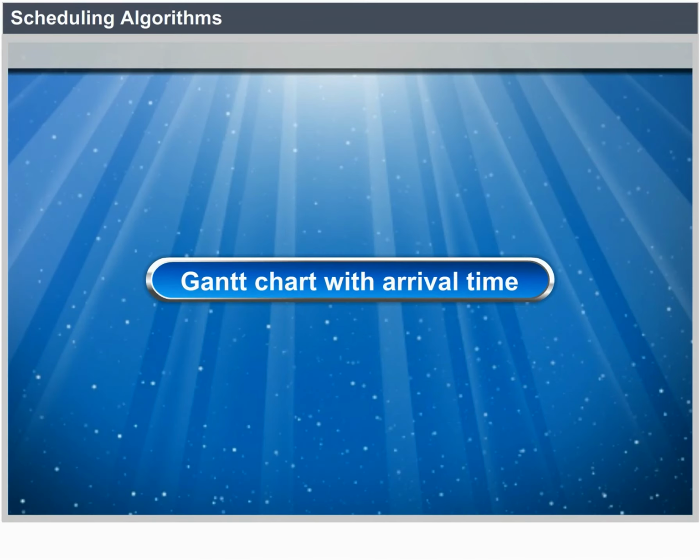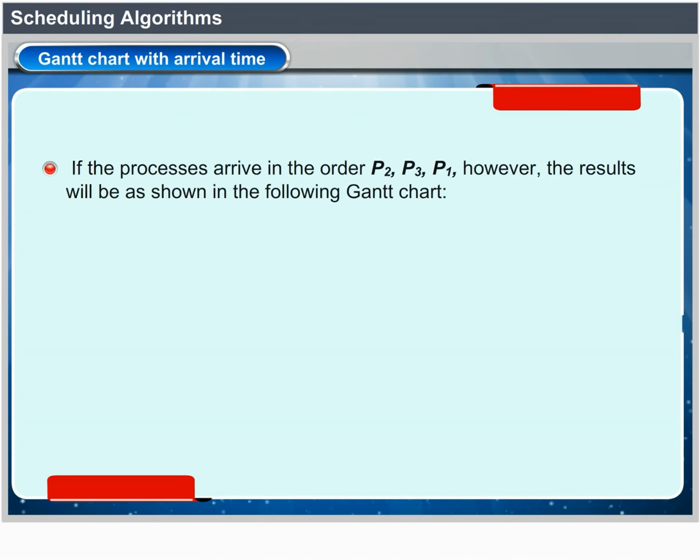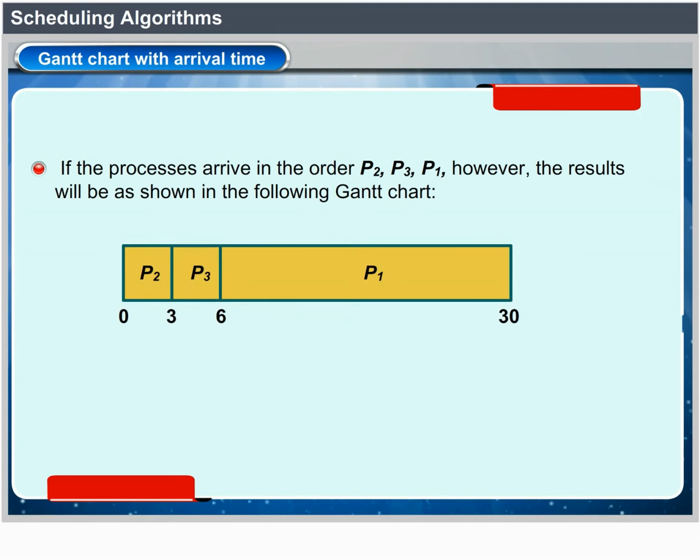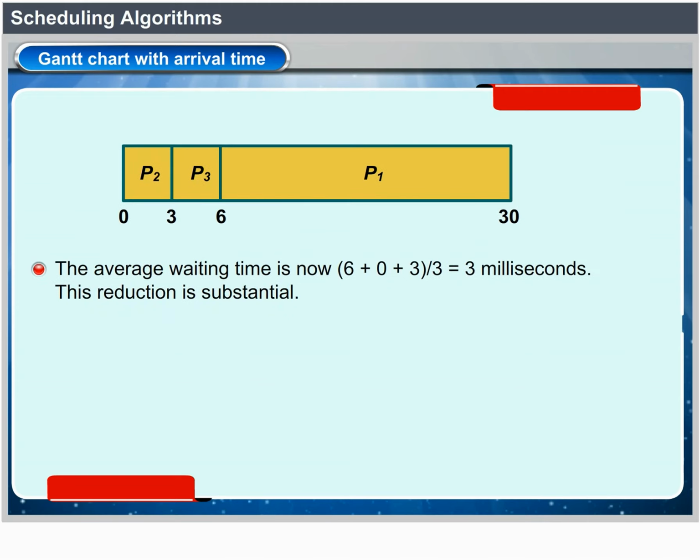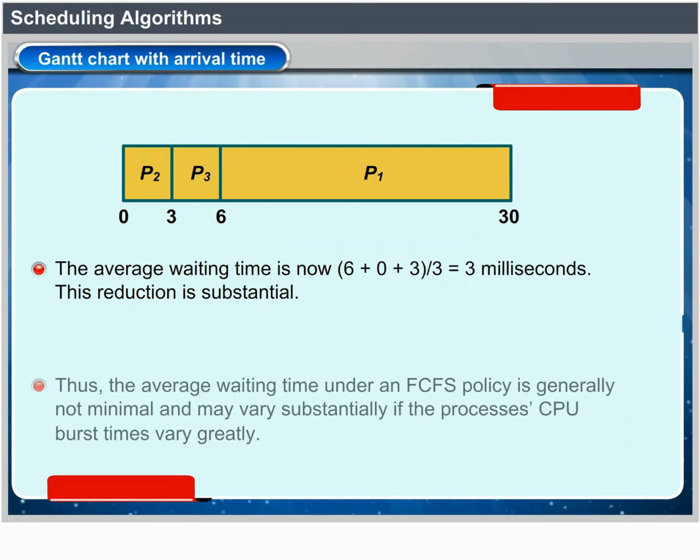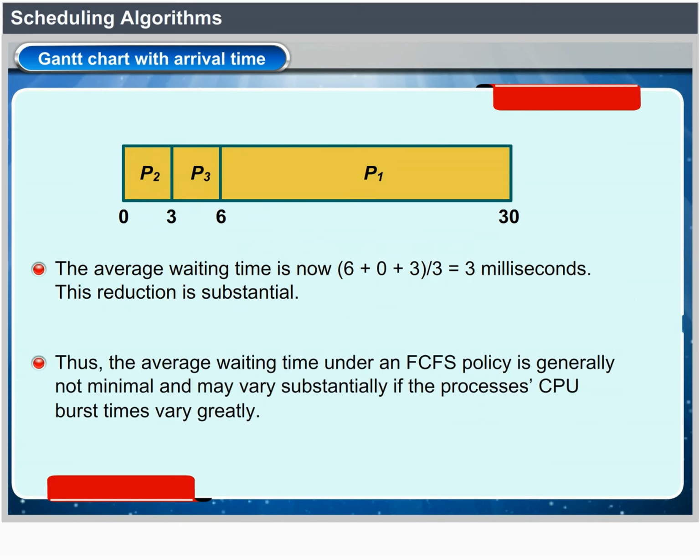If the processes arrive in the order P2, P3, P1, however, the results will be as shown in the following Gantt chart. The average waiting time is now (6 + 0 + 3) / 3 = 3 milliseconds. This reduction is substantial. Thus, the average waiting time under the FCFS policy is generally not minimal and may vary substantially if the process's CPU burst times vary greatly.